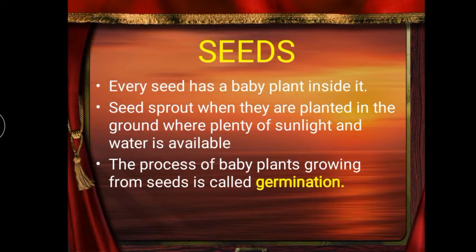What do you mean by sprouting? It means a new plant will come out of the seed. The process of a baby plant growing from a seed is called germination. From the seed a new plant is coming, that process is called germination. What is that process called? Germination.